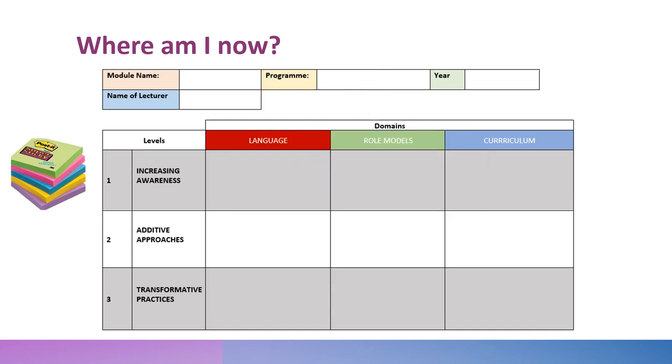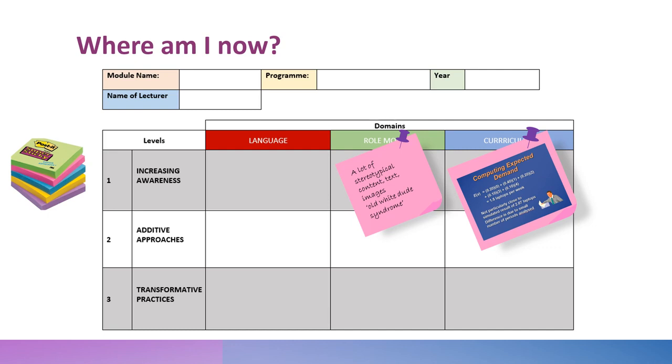And I've said already, taking stock is very important. And here's an example from one lecturer who recognised that they had a lot of stereotypical content in their curriculum, in their notes and images and so on, and that they had fallen into the old white dude role. And they also recognised that they were using he and she pronouns a lot, and that they had fairly traditional representations of families in their stats notes.